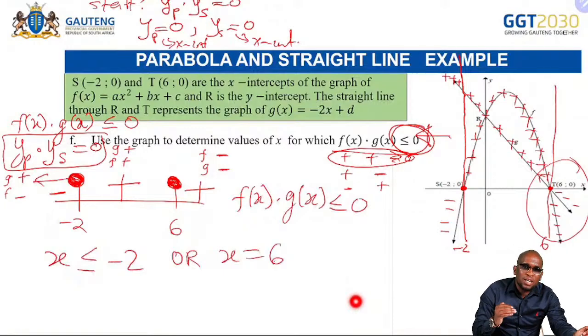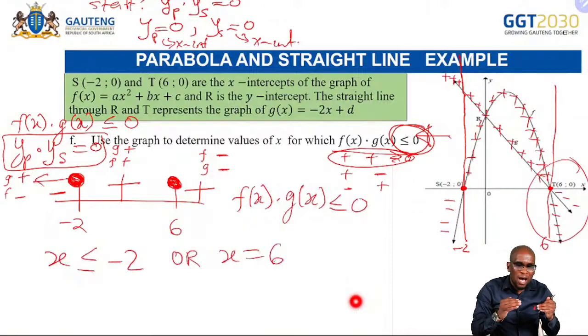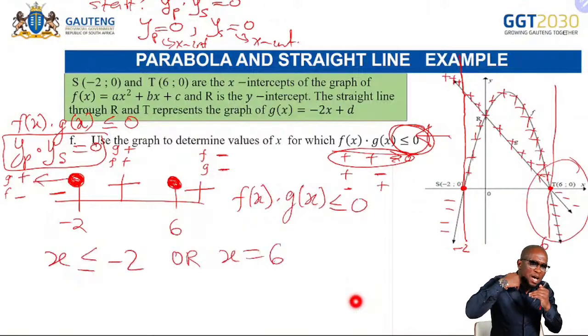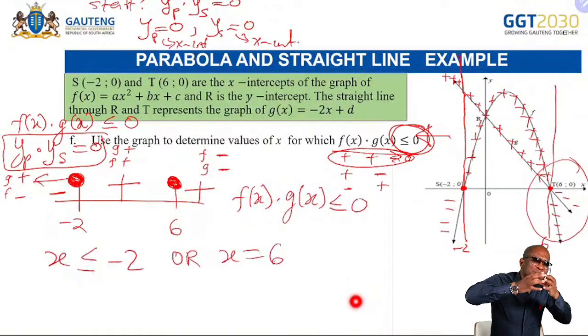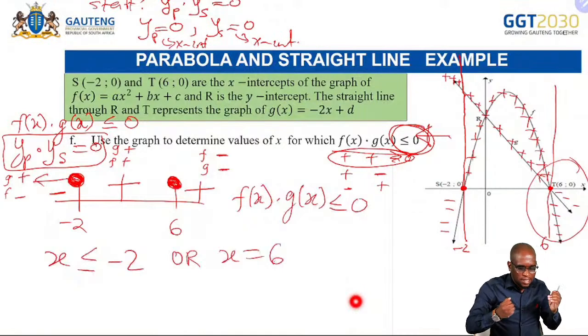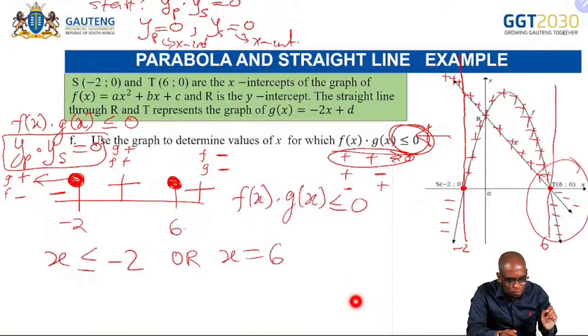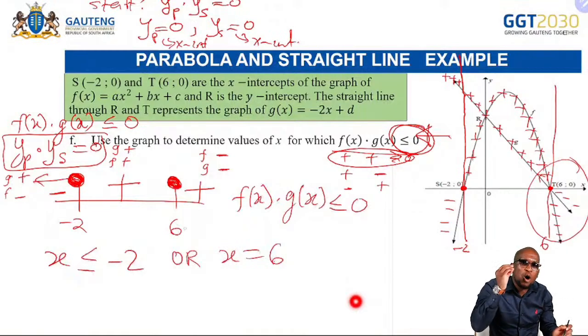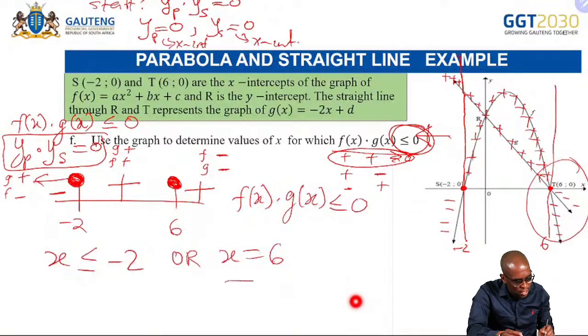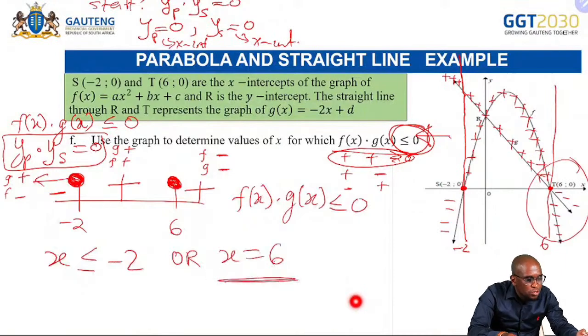So they want the graphs where one graph is above the x-axis and the other is below the x-axis, or they are both at the x-axis. So they are looking for one above, one below, or on the x-axis. You can see that 6 is part of the solution because the graphs are on the x-axis. So that is why I included x is equals to 6 in that solution there.